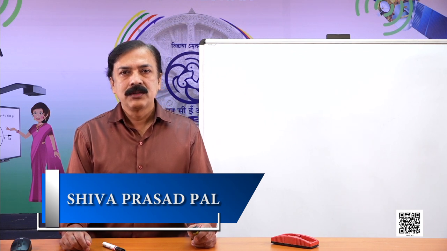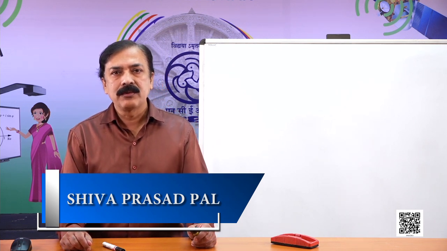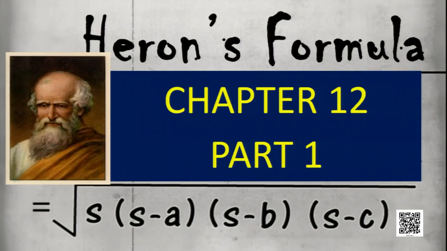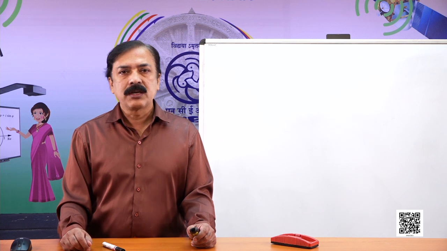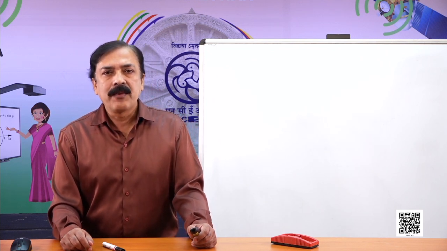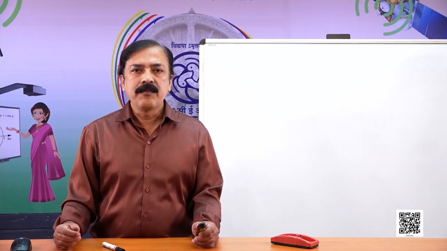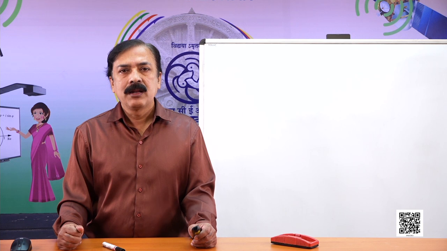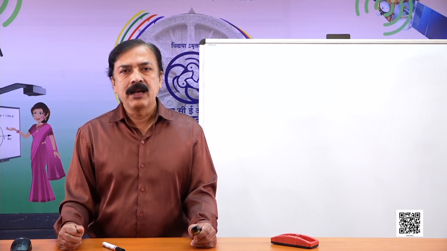Dear students, today we are going to discuss Heron's formula, that is in chapter 12 of the class 9 mathematics book. This is part 1 of Heron's formula. Before going to discuss Heron's formula, we will consider the perimeter and the area. What do we mean by perimeter and area?